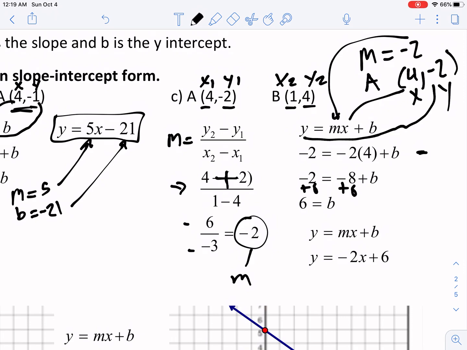So b equals 6. So now I have a b and I have my m, I can write my equation. y equals mx plus b. Well, m is -2, so we get y equals -2x, and my b is 6. So this would be my equation, okay?